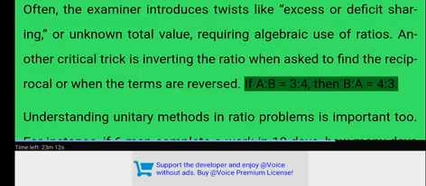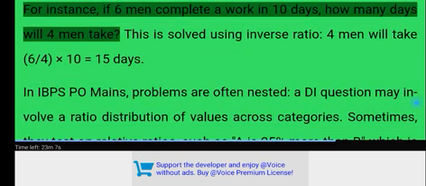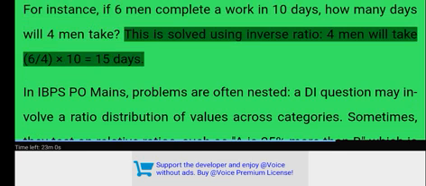If A:B equals 3:4, then B:A equals 4:3. Understanding unitary methods in ratio problems is important too. For instance, if 6 men complete a work in 10 days, how many days will 4 men take? This is solved using inverse ratio. 4 men will take 6/4 times 10 equals 15 days.